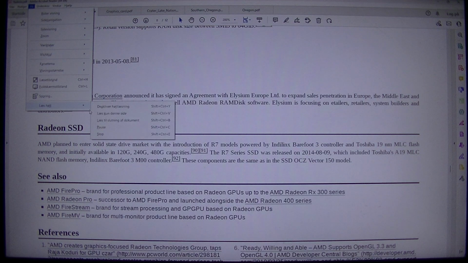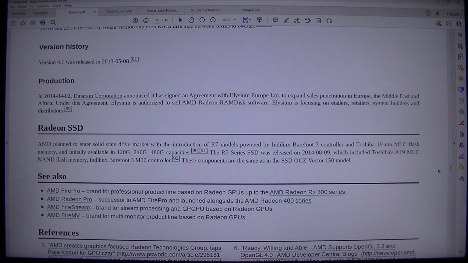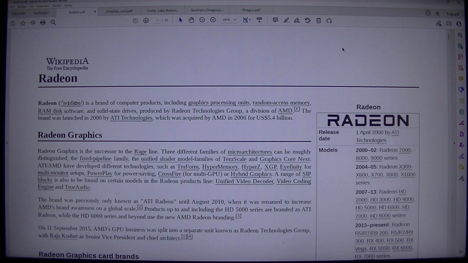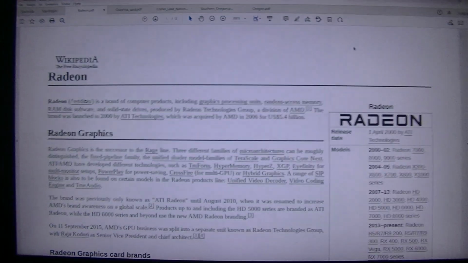References. Good, I finished reading this. So that was Radeon. And three parts, so I will upload this.